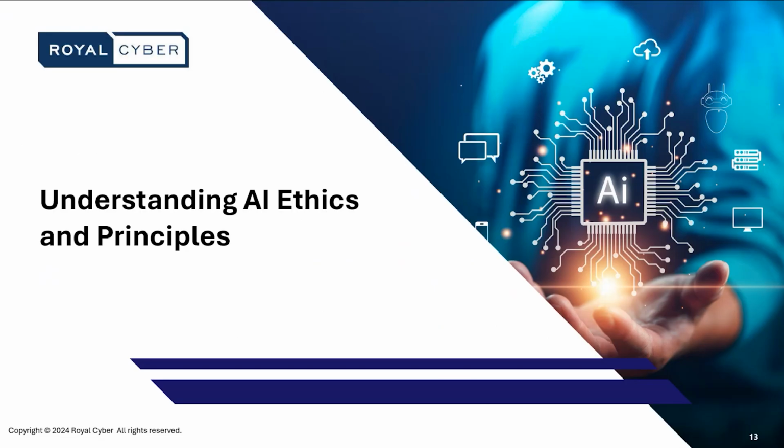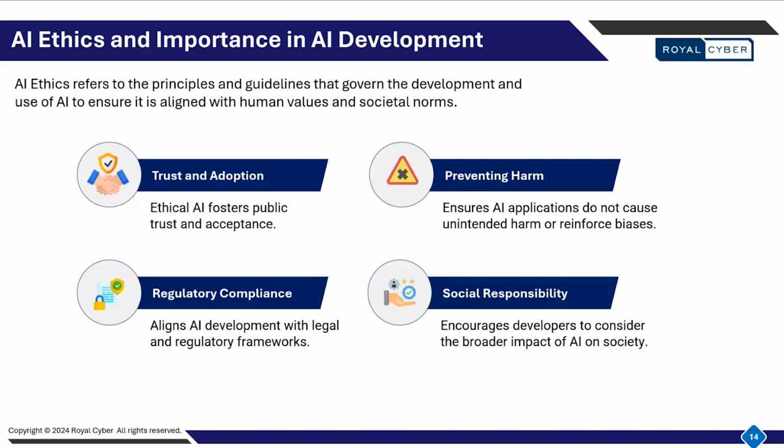Now we will talk about some principles and ethics about how AI should work and how we can implement AI with the overall ethics and principles. So let's focus on AI ethics and why it is crucial in AI development. AI ethics refers to the set of principles and guidelines that ensures the development and use of AI technology aligned with human values and social norms.